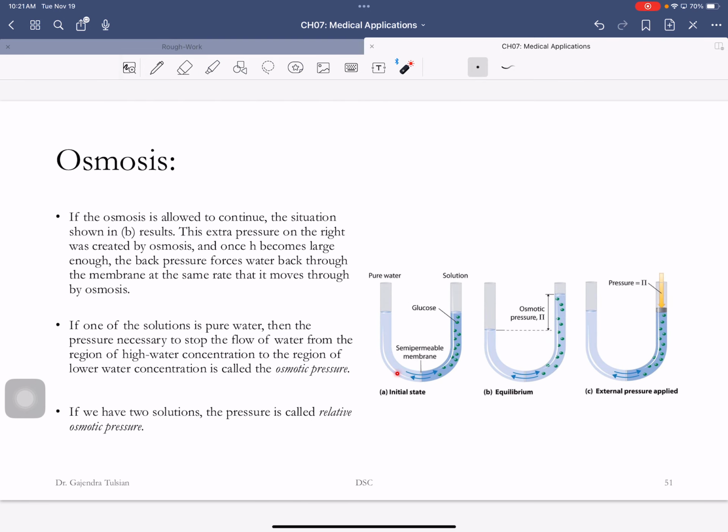So in this case, if osmosis is allowed to continue, the situation in B results. You see water moved against this extra pressure on the right, and that's called osmotic pressure. Once H becomes large enough, the back pressure forces water back through the membrane. So when this pressure is enough, the amount of water flowing this way is equal to the amount flowing this way, and that'll be equilibrium. And that's called osmotic pressure.